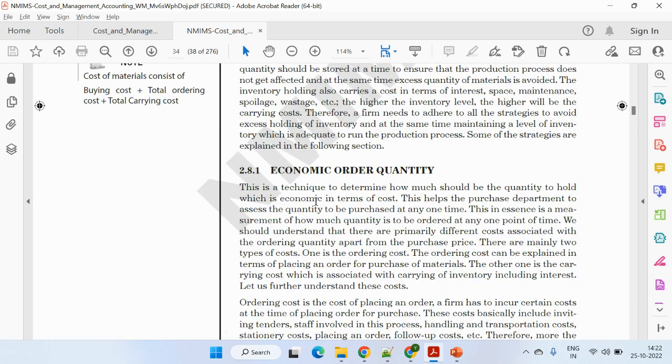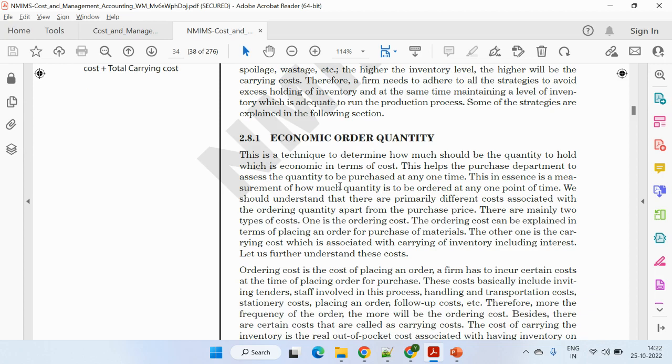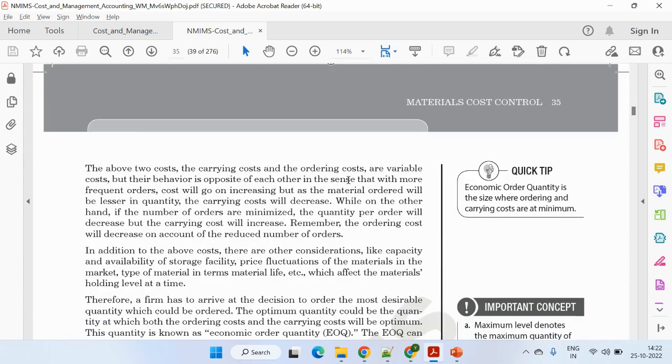So it's clearly mentioned it's economic order quantity, which is a technique to determine how much quantity to hold, which is economic in terms of the cost. This will definitely be helpful for the purchase department to assess how many quantities are to be purchased, so that it will not be too less or too much. It should be the optimum value. So you need to explain about the EOQ.